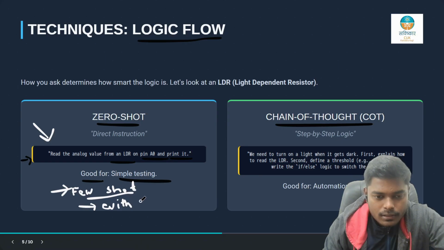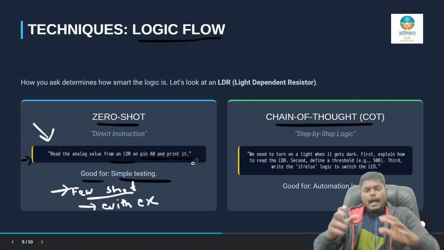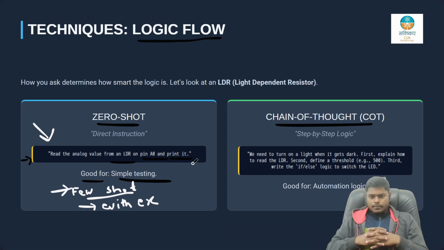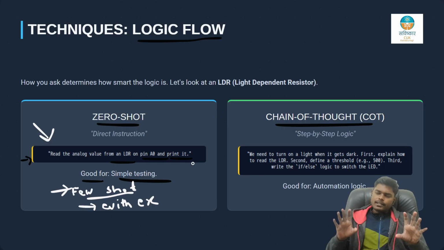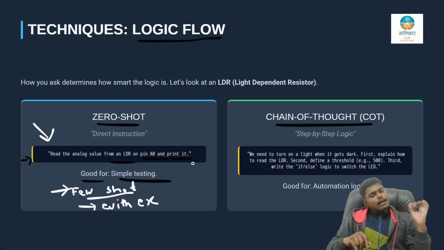I will give the instruction, but with examples. Like I will say, read the analog value from an LDR on pin A0 and print it, right? This is the simplest version. Then I will give a few examples.